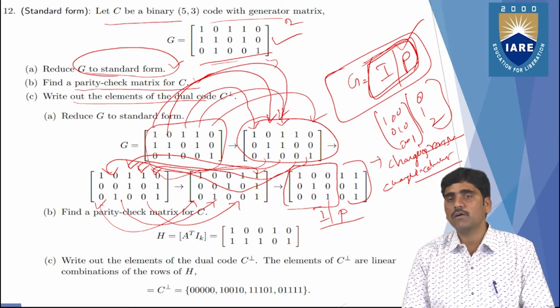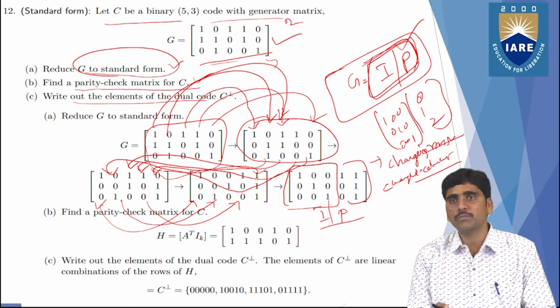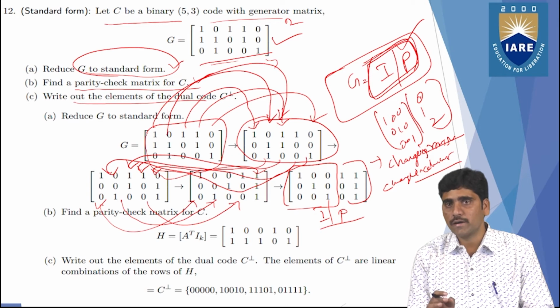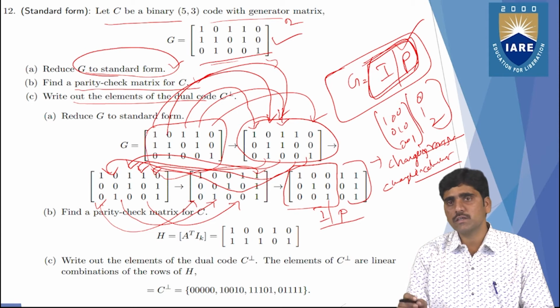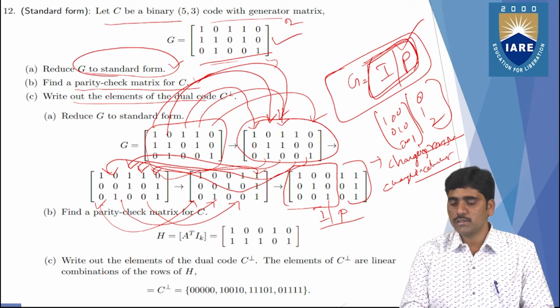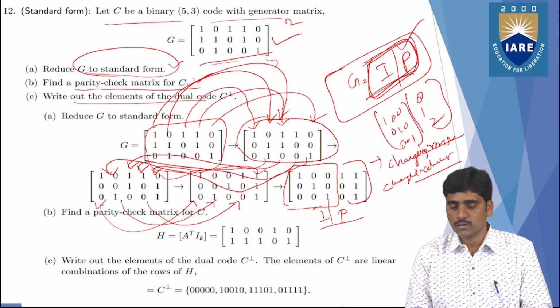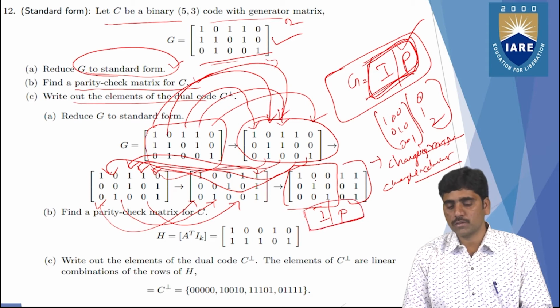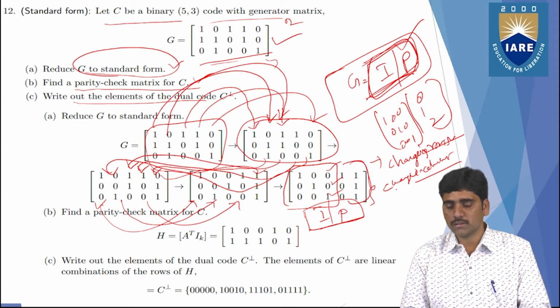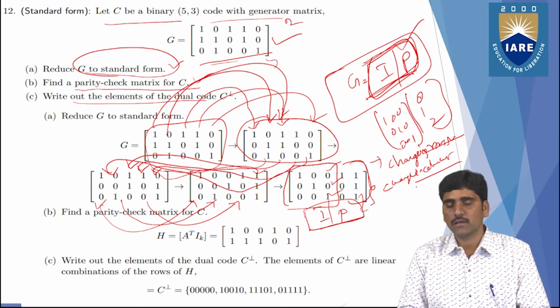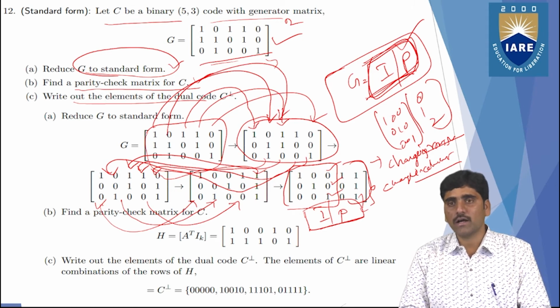So changing of rows and columns is important to make the matrix into standard form. To achieve this standard form or systematic form from the generator matrix, we need to recall the I or P form. After achieving this form, this is the I or P form: 100, 010 and 001, and whatever matrix is presented here is nothing but the P matrix, that is the parity matrix. So finally we achieved this I or P form.